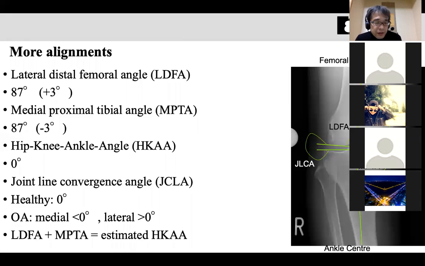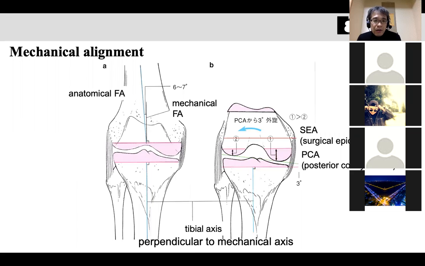JLCA is virtually parallel, and LDFA and MPTA can express the native HKAA of these individual patients. So maybe I told about these angles. Then I moved to the alignment more. We call the ideal alignment the mechanical alignment.